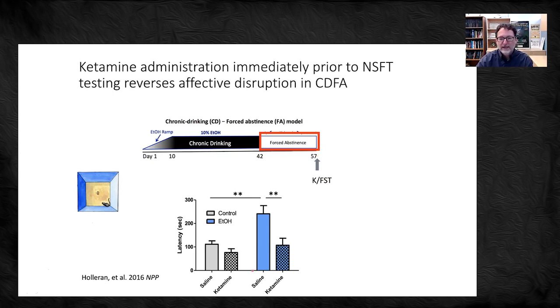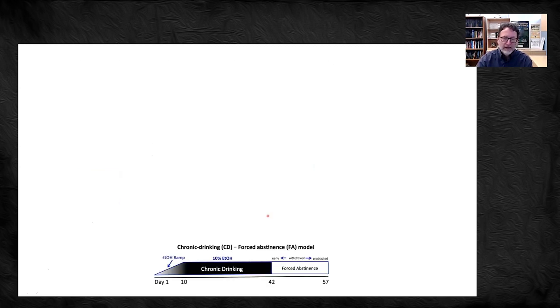And here you can see that if ketamine is administered right before we do the novelty suppressed feeding task, we see that the ketamine dramatically reduces that latency increase that the ethanol abstinence produces, suggesting that this antidepressant has intriguing efficacy in reducing the symptoms that emerge during abstinence. In thinking about this, though, we wondered if there were more translationally clever approaches we might take than trying to treat symptoms that have already emerged.